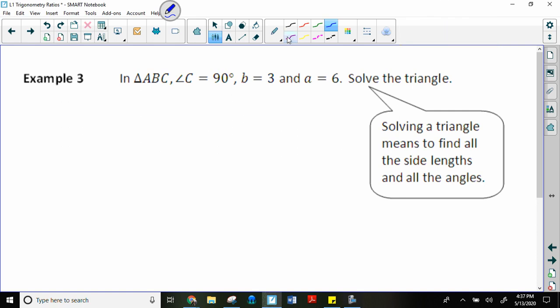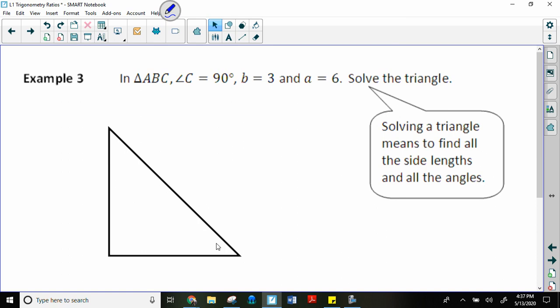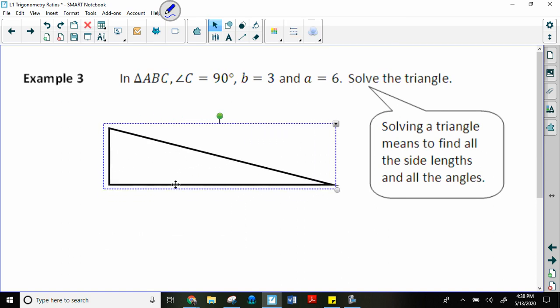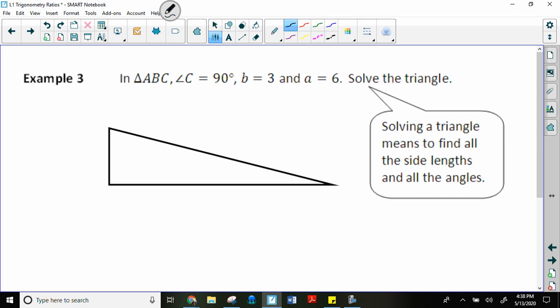So this question wants us to construct the right angle triangle and then solve based on what we're given and what the unknowns are. So I'm going to cheat because I can. And we're going to make it look like that. Okay, there's my triangle. What are you telling me?